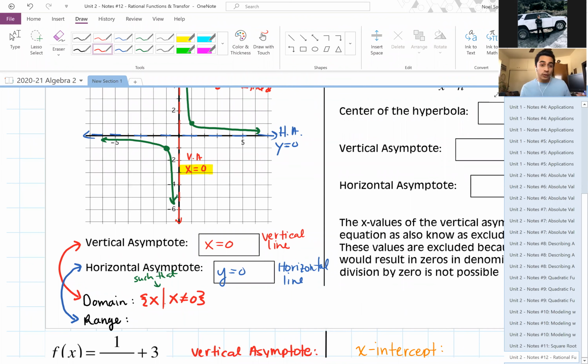Okay, and then for the range, you take a look at what was the horizontal asymptote. Well, in this case, the horizontal asymptote was y equals 0. So then it's pretty much the same thing, except that for range, you're talking about the y values. So for range, you're going to say the set of all y values such that y does not equal 0, and you're going to close it with the curved bracket.